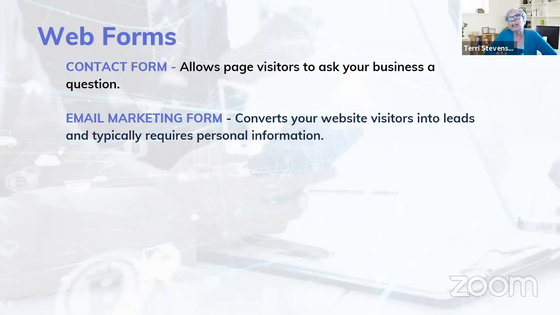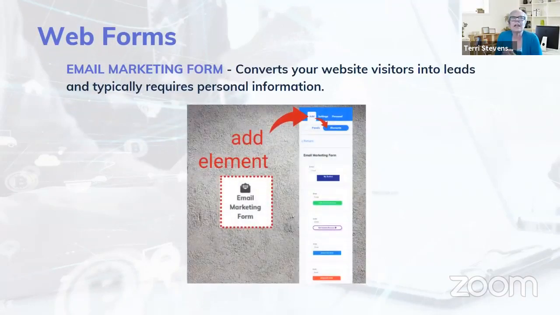Now, the email marketing form is different. It's designed to convert your website visitors into leads, and those into MailingBoss in a list. And it requires some kind of personal information. And just like the contact form, you can add those email marketing forms very quickly just by adding an element and pulling it into any page, any panel, and then configuring it to your list right there in Cheetah. That is so amazing. I just love the integration of the platform.